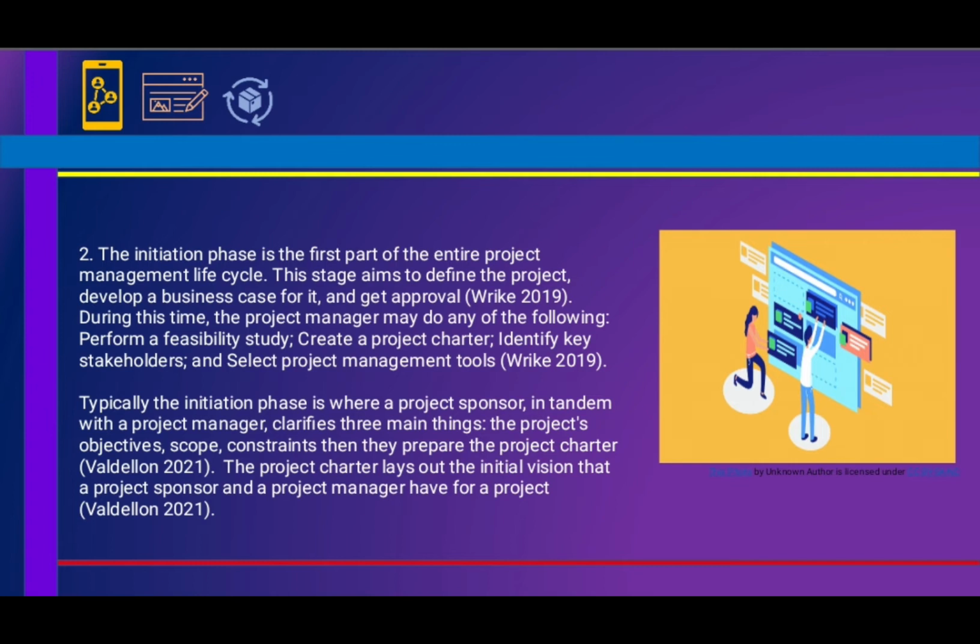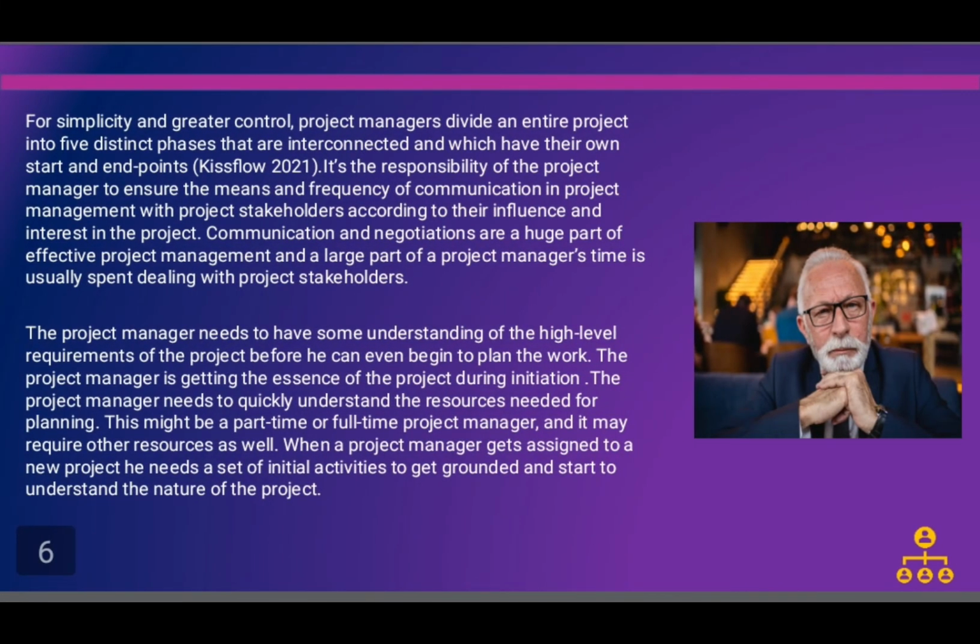Typically, the initiation phase is where a project sponsor, in tandem with the project manager, clarifies three main things: the project's objectives, scope, and constraints. Then they prepare the project charter. The project charter lays out the initial vision that the project sponsor and a project manager have for a project. For simplicity and greater control, project managers divide an entire project into five distinct phases that are interconnected and which have their own start and end points.